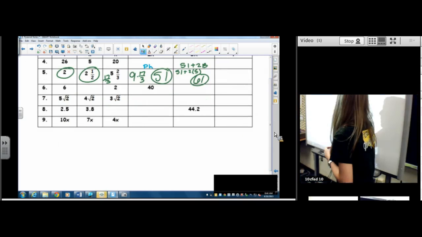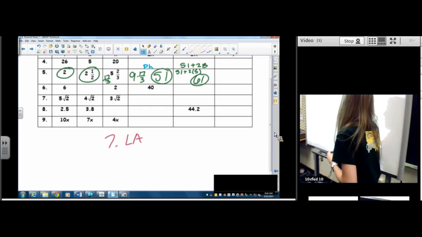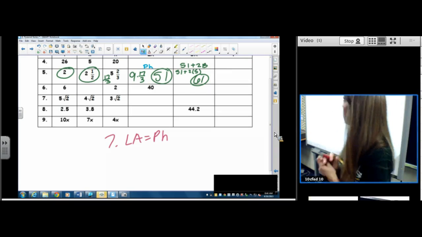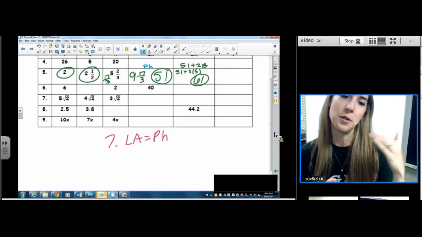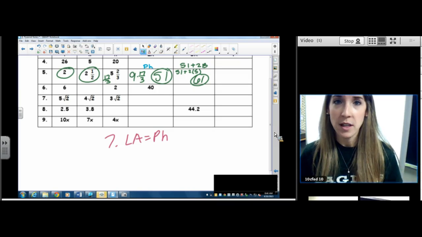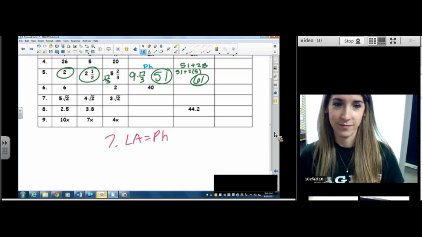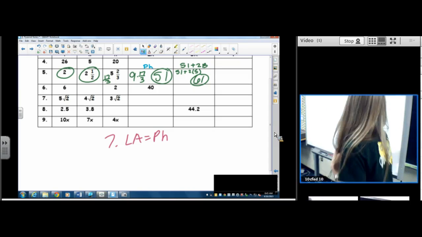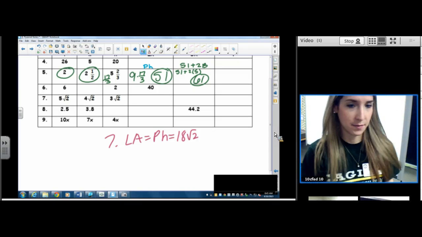LA. We're doing number 7. The LA is P times H. So what's the perimeter of the base? It's 5 root 2 plus 5 root 2 plus 4 root 2 plus 4 root 2. They're all root 2s, so they are like terms. So it's 5 plus 5 plus 4 plus 4. 18. Okay, so it's 18 root 2. That's the perimeter. I just added up the sides.